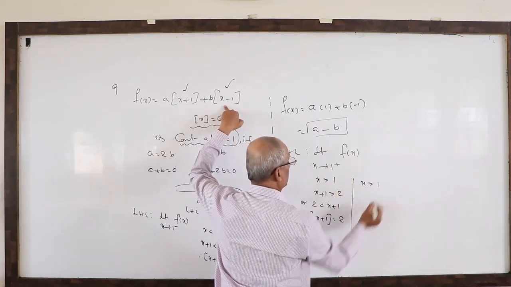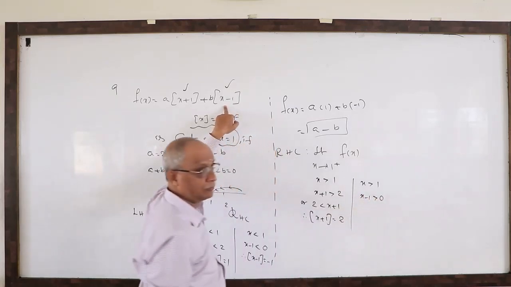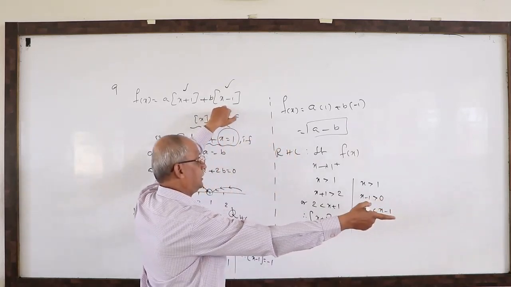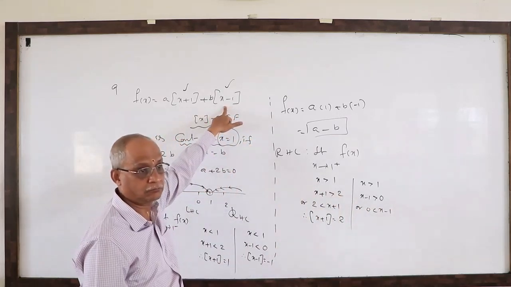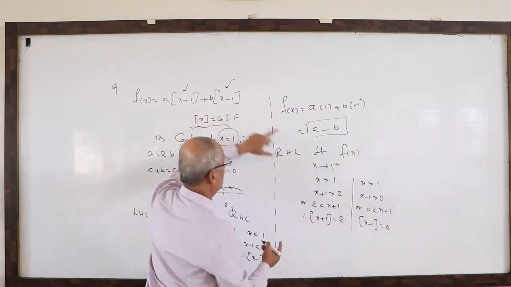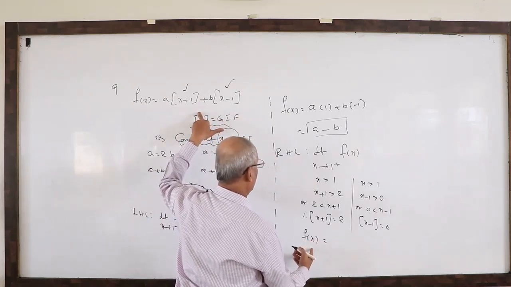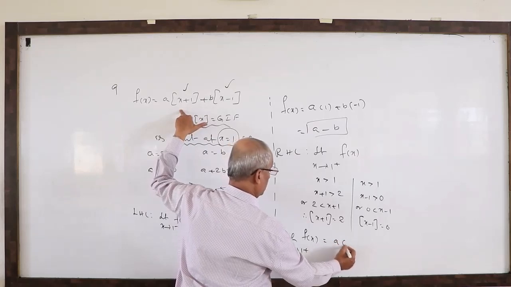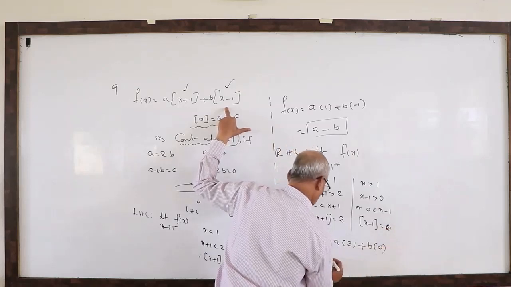Next, we need this. X greater than 1. X minus 1 greater than 0. Or 0 less than x minus 1. That side is actually integer 1. Here it's next integer 3. Okay. We are not worried. In this case, what is the step value? 0. Then what is right hand limit? Therefore, x tends to 1 plus f of x. A into 2 plus B times 0. 2a.